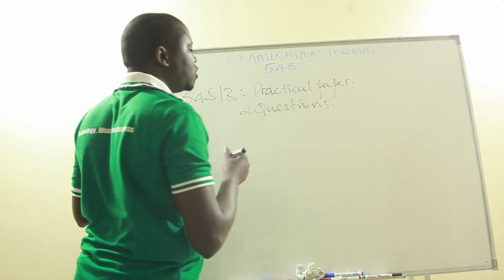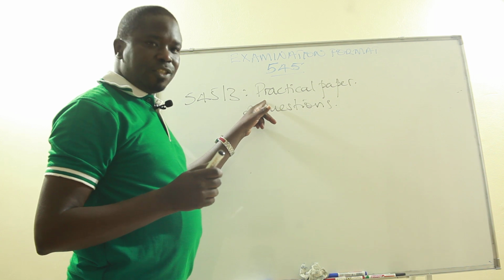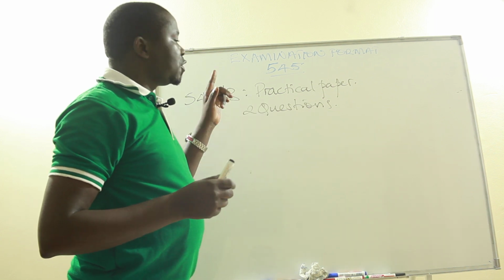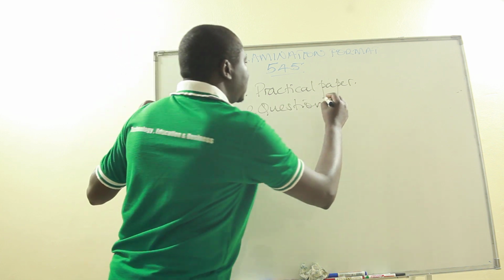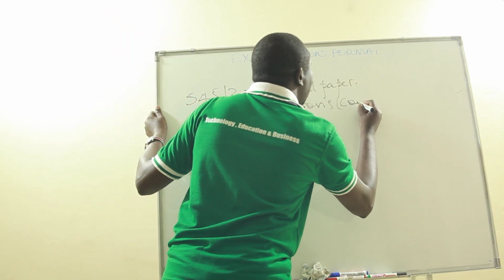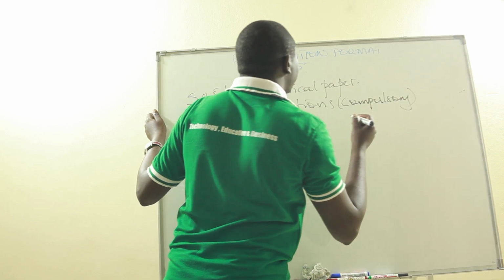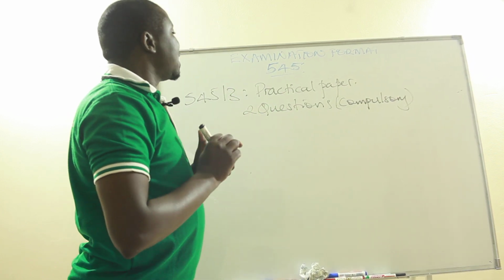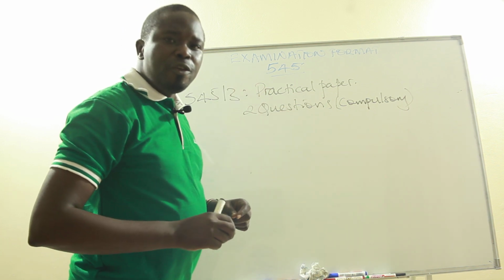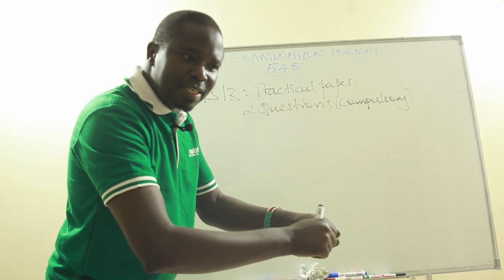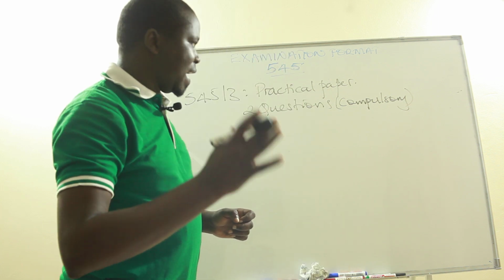There is no section A and section B. You'll just be given 2 practical questions, and a candidate is supposed to answer both of them. And in fact, those 2 questions are compulsory. You will answer both questions compulsorily. So in this practical paper, you are supposed to perform an experiment. Then you record your findings in the spaces provided.